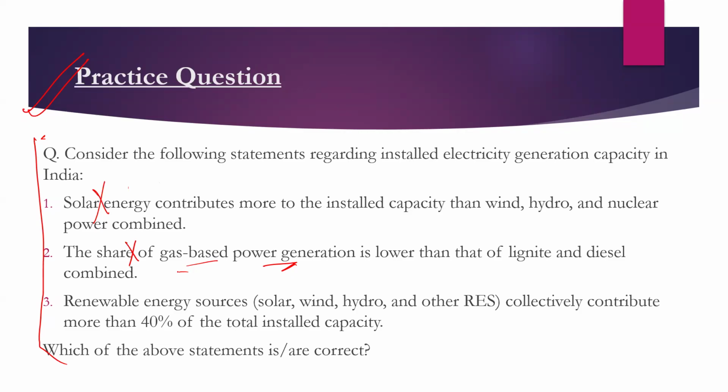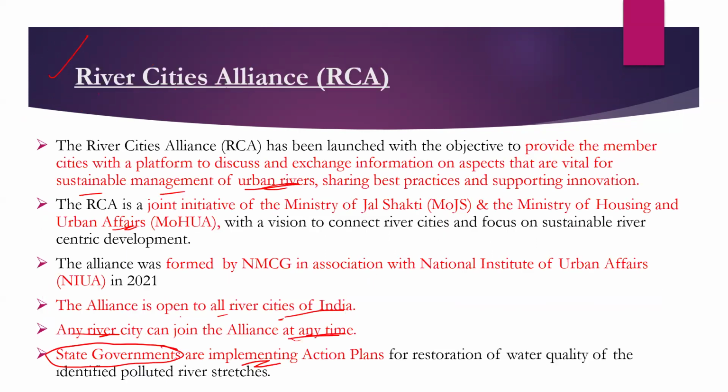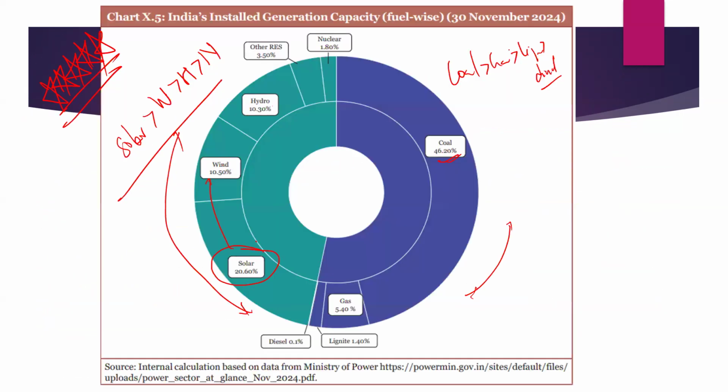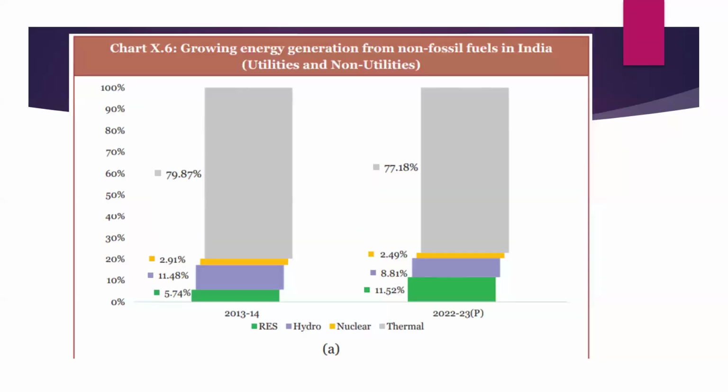Now, renewable energy sources collectively contribute more than 40% of the total installed capacity. That is true. So more than 40%, that is correct. Exactly. So please go through this very important chart. You should definitely know this. Coming to the next one.